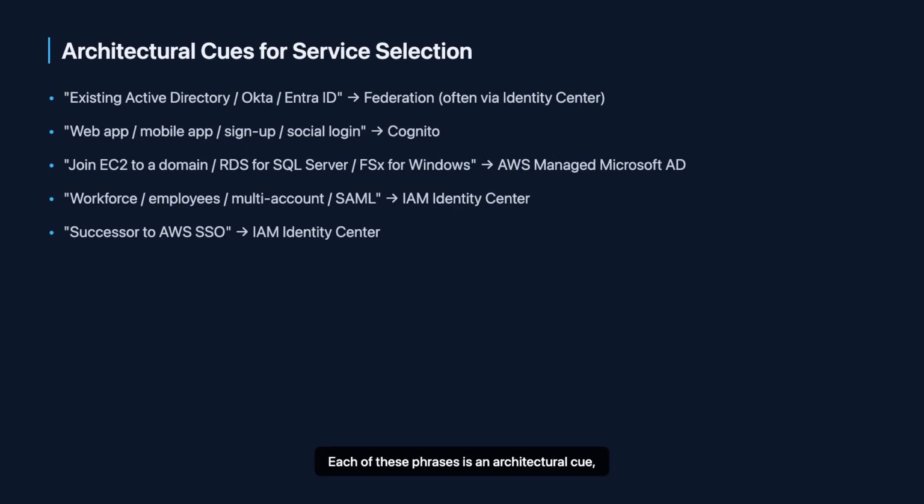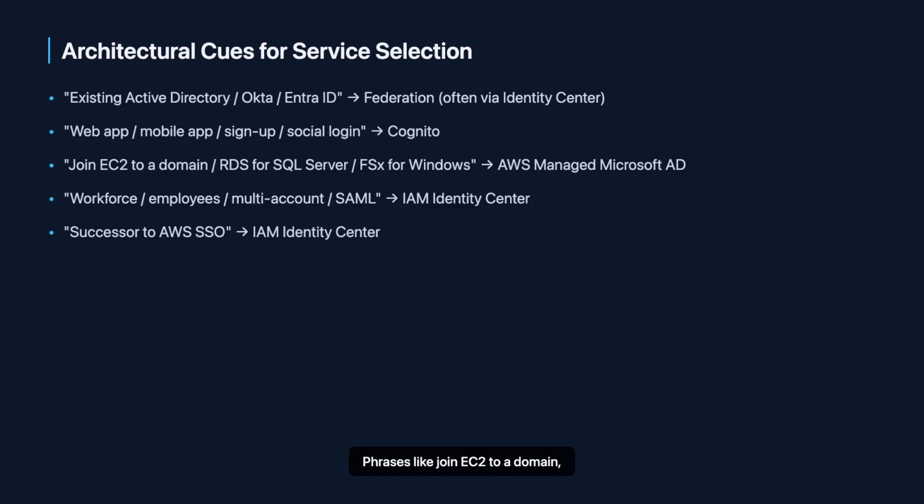Each of these phrases is an architectural cue, not a memorization drill. When a scenario mentions an existing Active Directory, Okta, or Entra ID, that tells you credentials and identity records already exist outside Amazon Web Services, so federation through Identity Center avoids duplicating that directory. When you see web app, mobile app, sign-up flow, or social login like Google or Facebook, the workload is authenticating end users of an application, which is exactly what Cognito is built for.